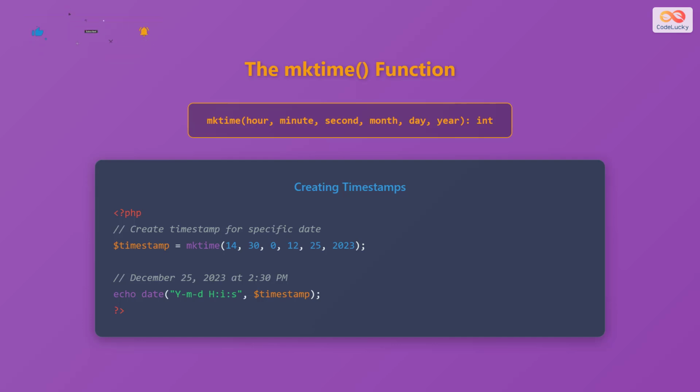Within PHP tags, we create a variable named timestamp and assign it the result of the mktime function. We set the hour to 14, the minute to 30, the second to 0, the month to 12, the day to 25, and the year to 2023. We then use the date function to format this timestamp and display it.